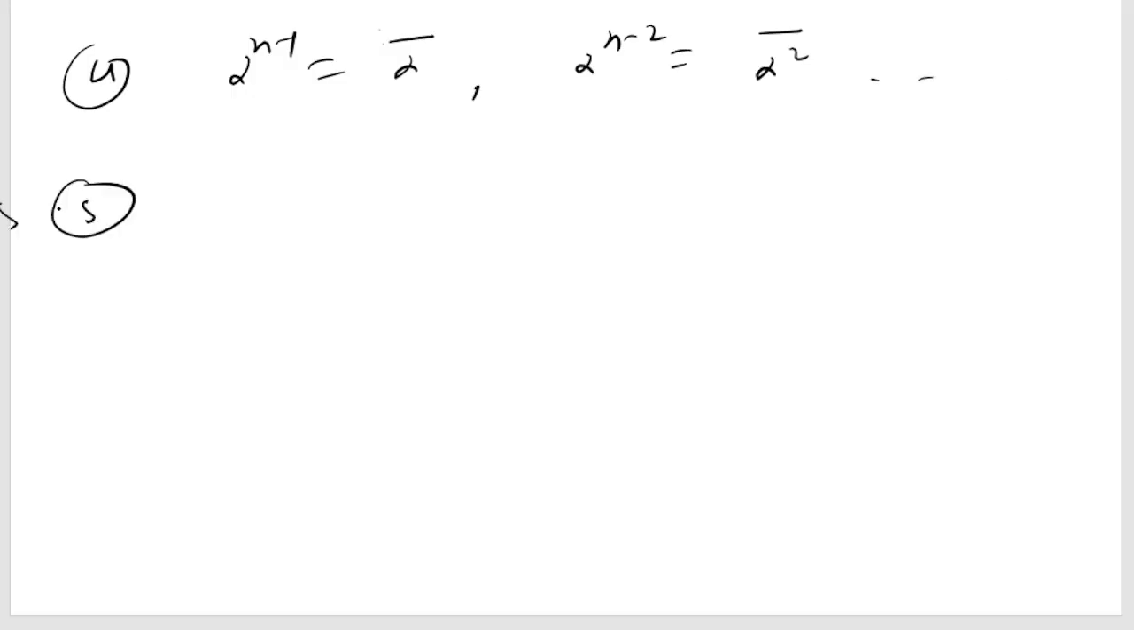So I can say here the last root, alpha to the power n minus 1, is the conjugate of alpha, alpha to the power n minus 2 is the conjugate of alpha square, and so on.